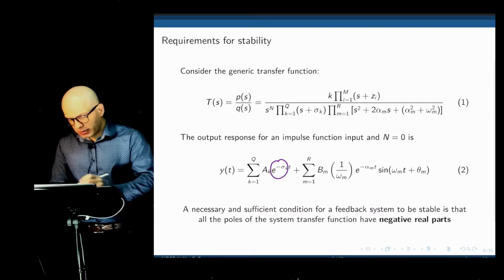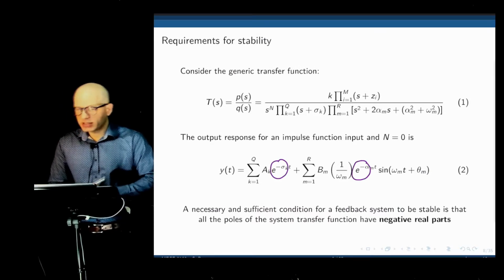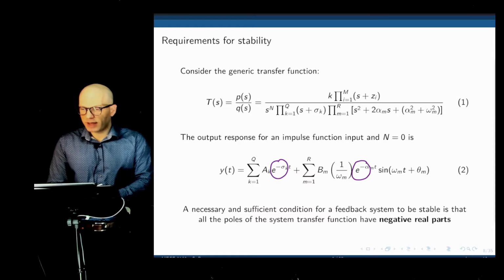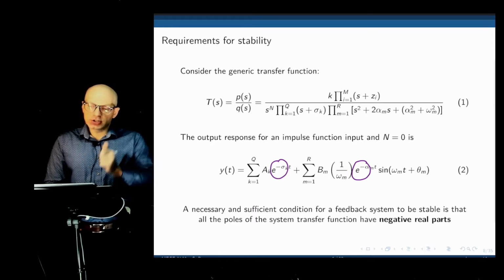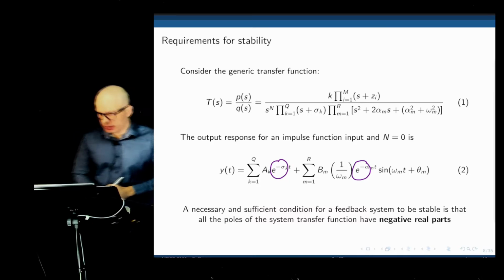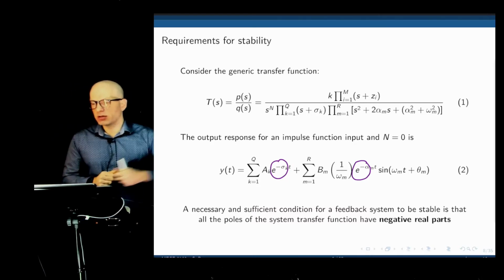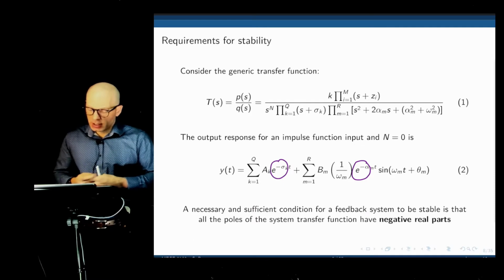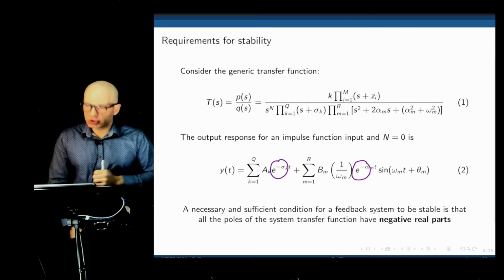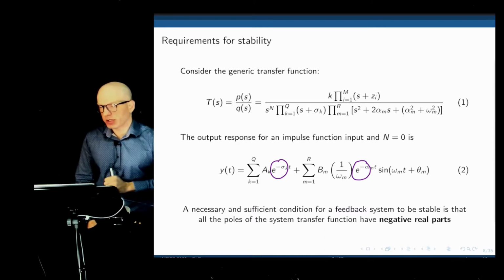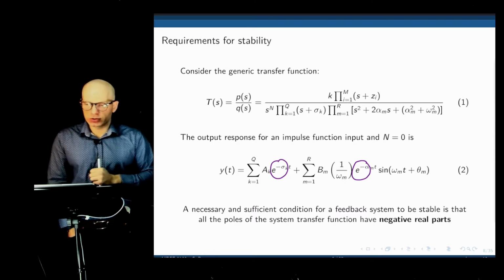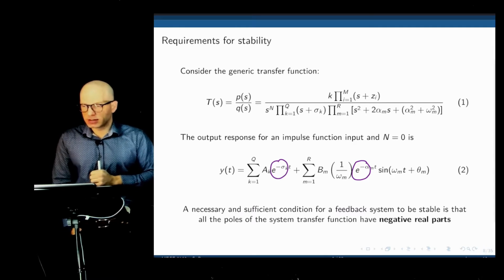And provided that the poles have negative real parts, they lie on the left side of the S-plane, then everything decays to zero and the system reaches stability. If there is one pole, at least, that does not meet that condition, that is on the right side of the S-plane, that has a positive real part, then one of these exponentials will tend to infinity, and the whole expression for the output y of t will also tend to infinity and will make the system unstable.